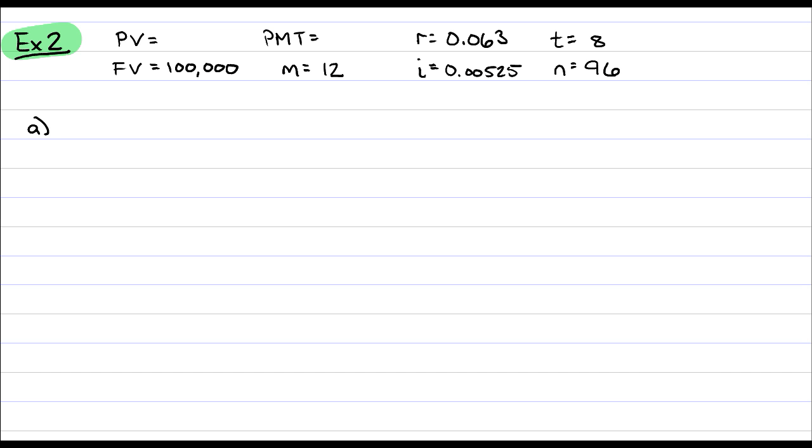And this leaves PV and PMT. Well, as with the previous problem, we're starting out with an empty account, so PV is 0, and we are being asked for the value of the payment. So we need to solve for PMT.